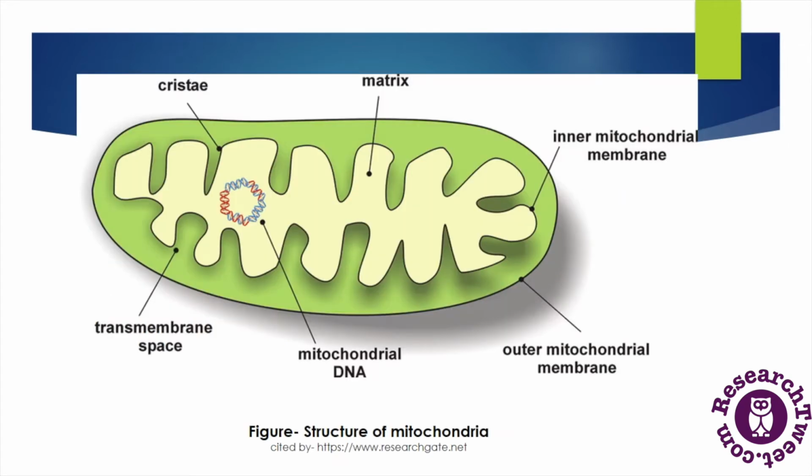Now this is the diagram of mitochondria. Here we can see the inner structure of mitochondria consisting of the outer mitochondrial membrane, the inner mitochondrial membrane, the intermembrane space between the two mitochondrial membranes, and the mitochondrial DNA, which is present in the matrix of mitochondria, and the cristae.